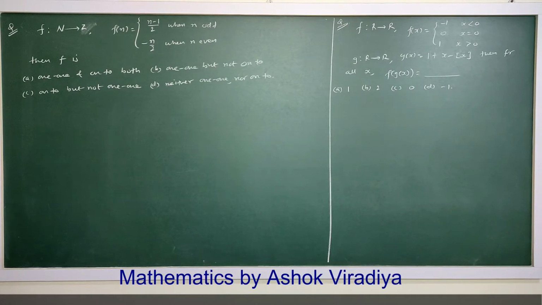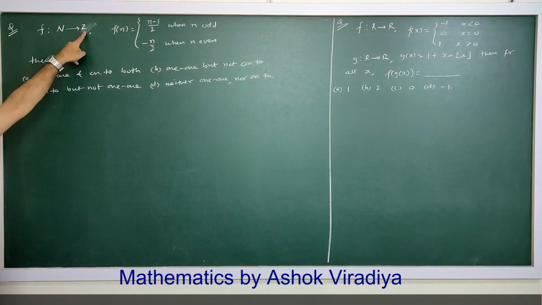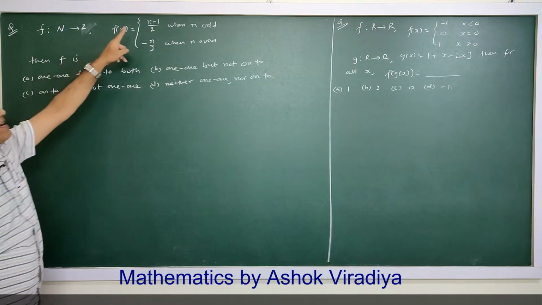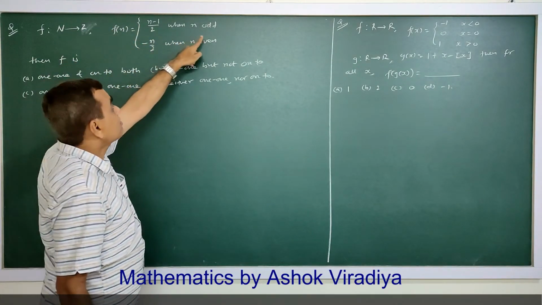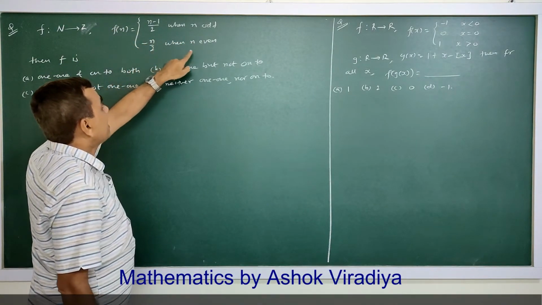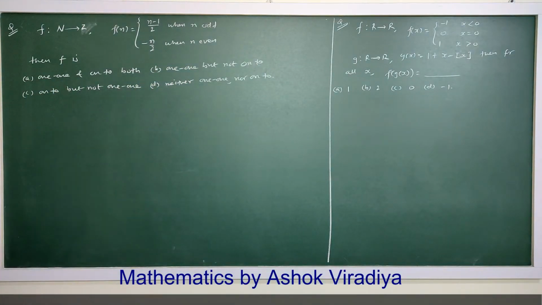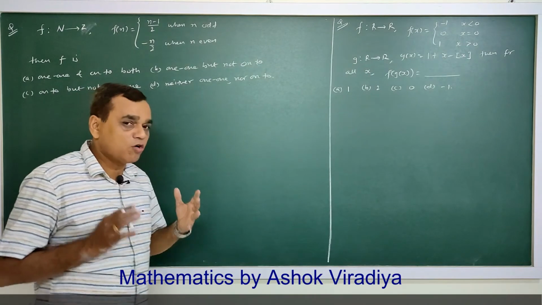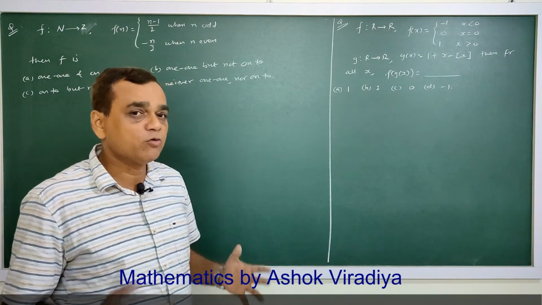So in this question, a function is defined from the set of natural numbers to the set of integers. f of n is (n minus 1) by 2 when n is odd, minus n by 2 when n is even. Then is it one-one, is it onto, that we have to check.